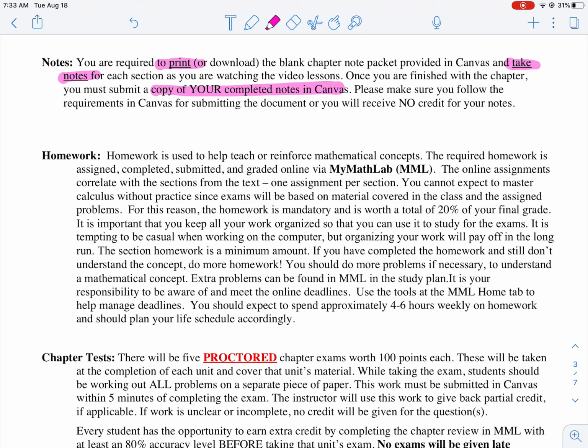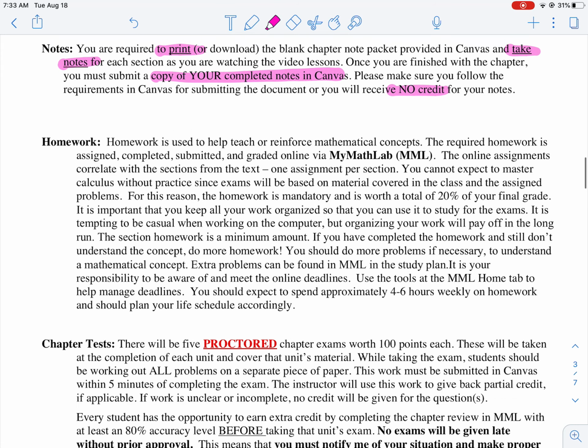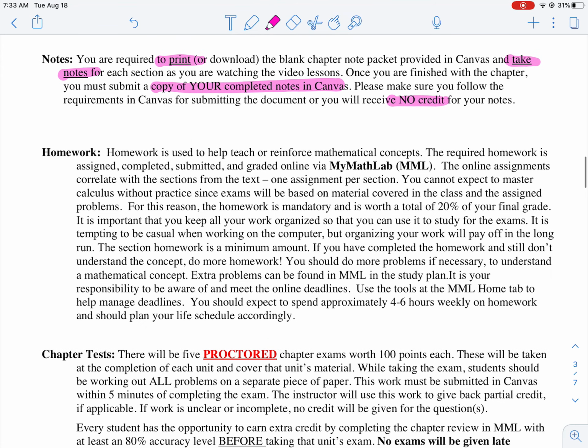You need to make sure that you follow the requirements in Canvas for submitting that document, or you'll receive no credit for your notes. So again, that's making sure that your pictures are clear, the pages are in order, they're facing vertically, and they're all in one document. That makes it easier for me to see that you've completed everything. Then I can just scroll through the whole document and make sure that it's all there. So please make sure, that's a really important part of this class.